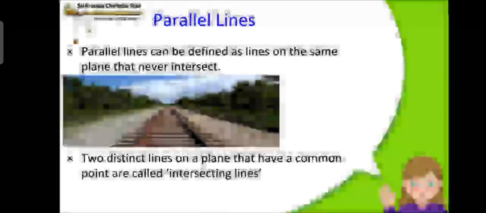Okay, parallel lines. So what do we mean by parallel lines and perpendicular lines? Parallel lines can be defined as lines on the same plane that never intersect. As you can see, a railway track: these two are two lines. Do they intersect at any point? No, it keeps moving in the same path like that. Two distinct lines on a plane that have a common point are called intersecting lines. Intersecting lines means two distinct lines on a plane that have a common point.